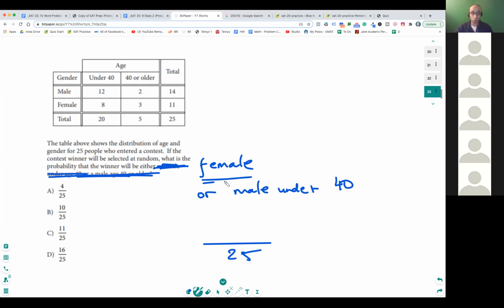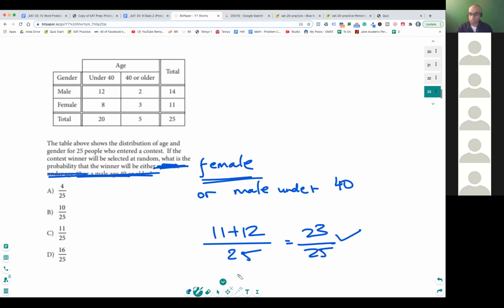So how many females total? Total number of females, 11. Doesn't matter if they're under or over 40, right? Total number of females is 11. Be super careful. Number of females is 11. Okay, and males under 40 is over here, 12. Right? So it's going to be 23 over 25. Okay, and that's your answer.